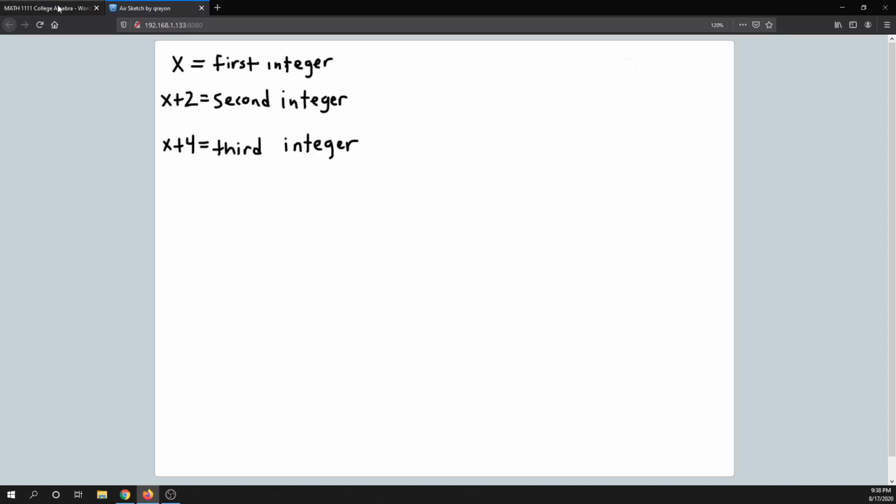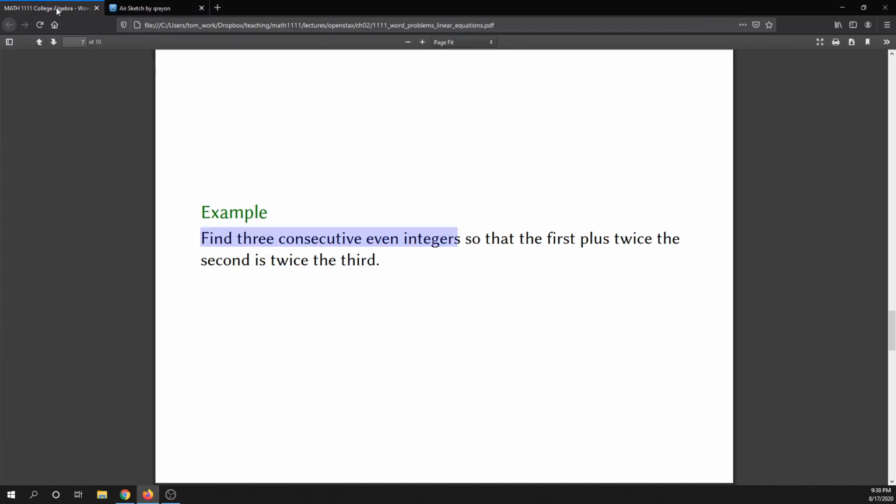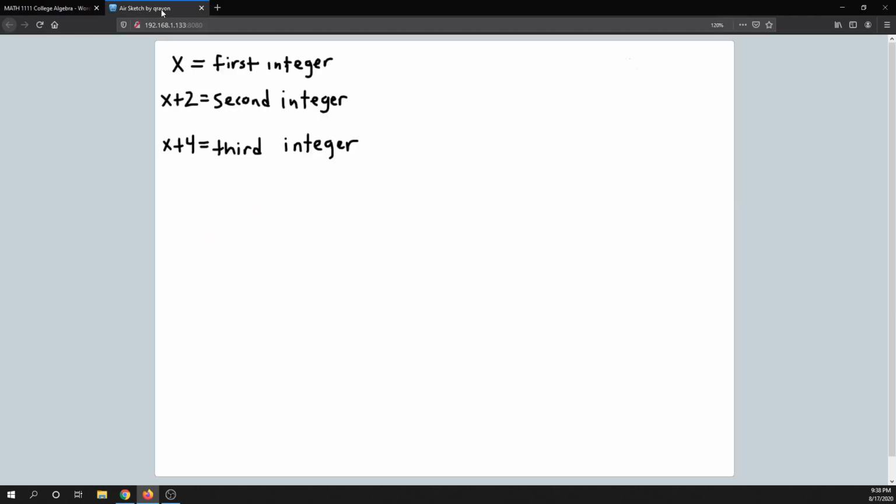Okay, so now that we've labeled all of the things that we are looking for in terms of this variable, now it's time to write the equation. Here they start telling us about the equation. It says the first one plus twice the second. So the first one would be x.